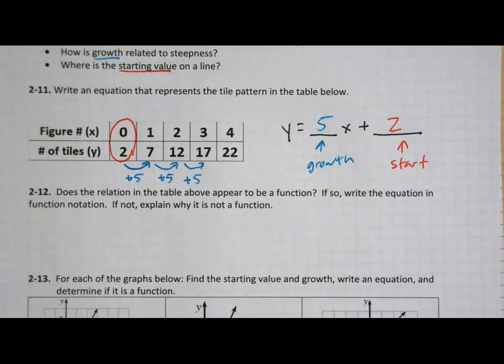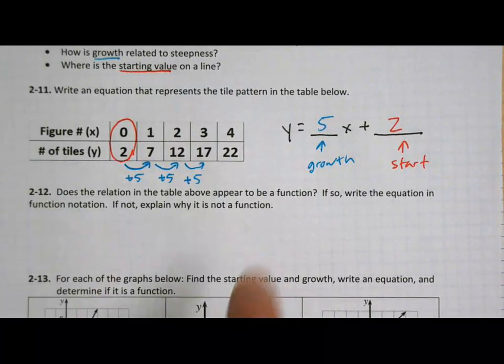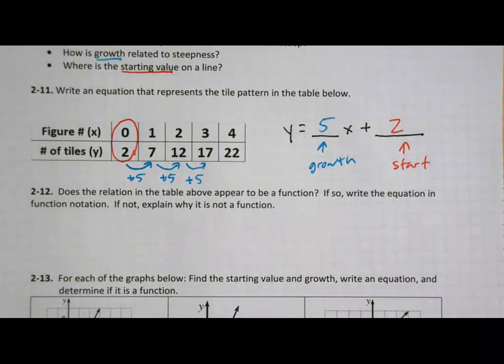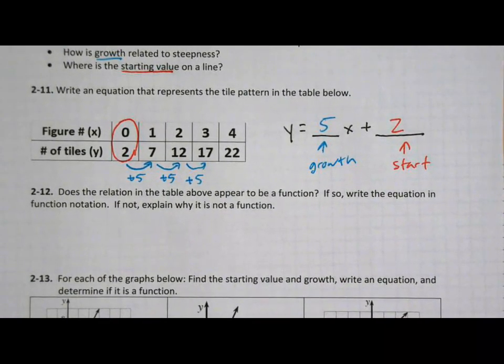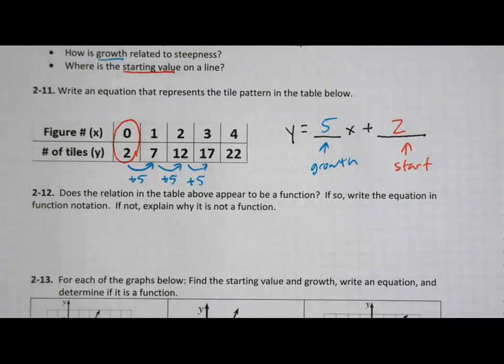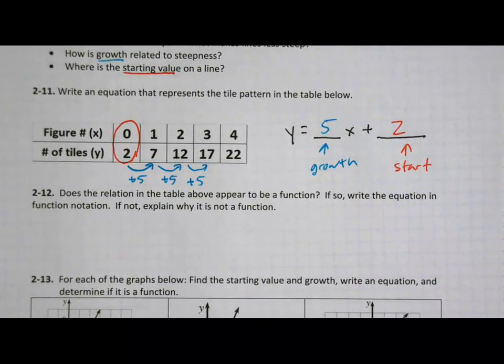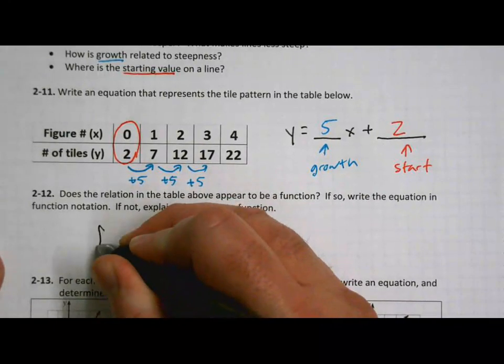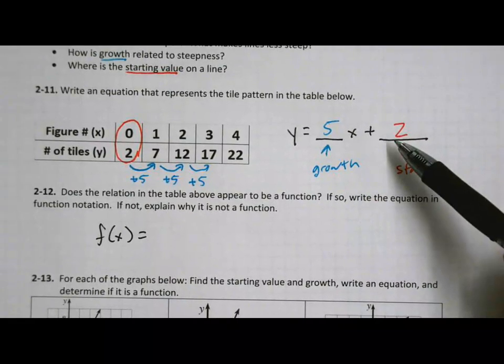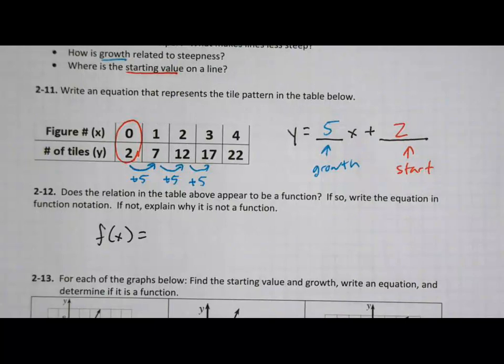All right, go ahead and answer number 12 here. Does this relation appear to be a function? And if so, write it in function notation. So remember, we're looking through the x's to see, do we have any x values that give two different y values, any inputs that give us multiple outputs? We don't, so this is a function. So let's write it in function notation. The only thing that changes with function notation is y changes into f of x. So go ahead and write that same equation down, but this time instead of y, give me an f of x.